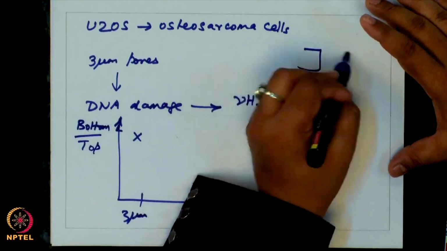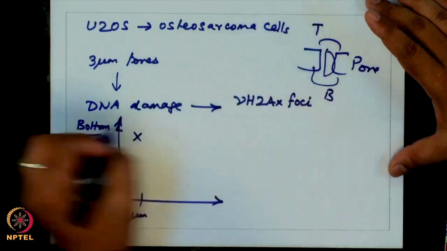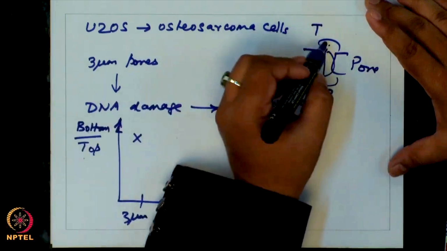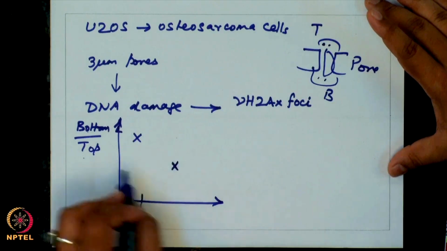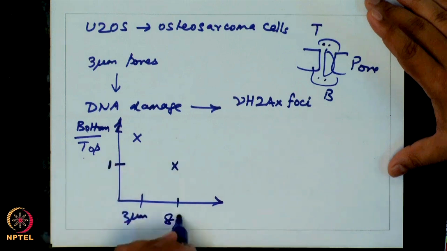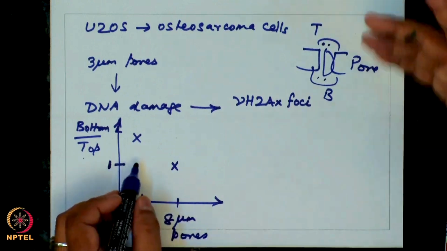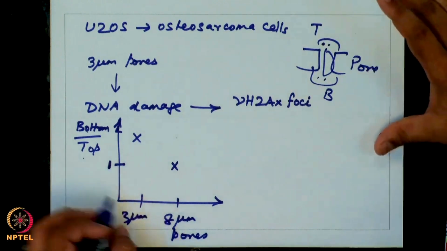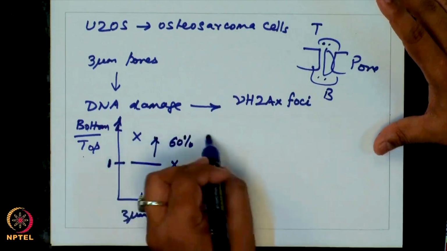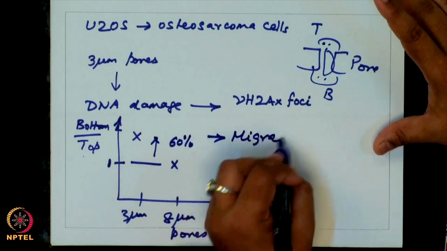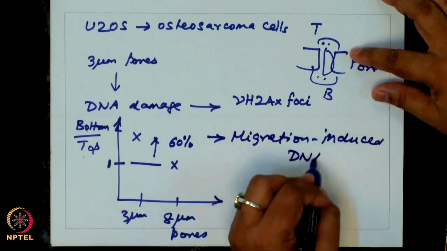So you have the pore, and the cell is passing through it. This is your top, this is your bottom, and then they take the number of gamma H2AX foci in cells at the top and cells at the bottom. This ratio in 8 micron pores should be 1, because in 8 micron pores the nuclei do not need to be squeezed, but in 3 micron pores there is a nearly 60% increase. So this is completely migration induced DNA damage.